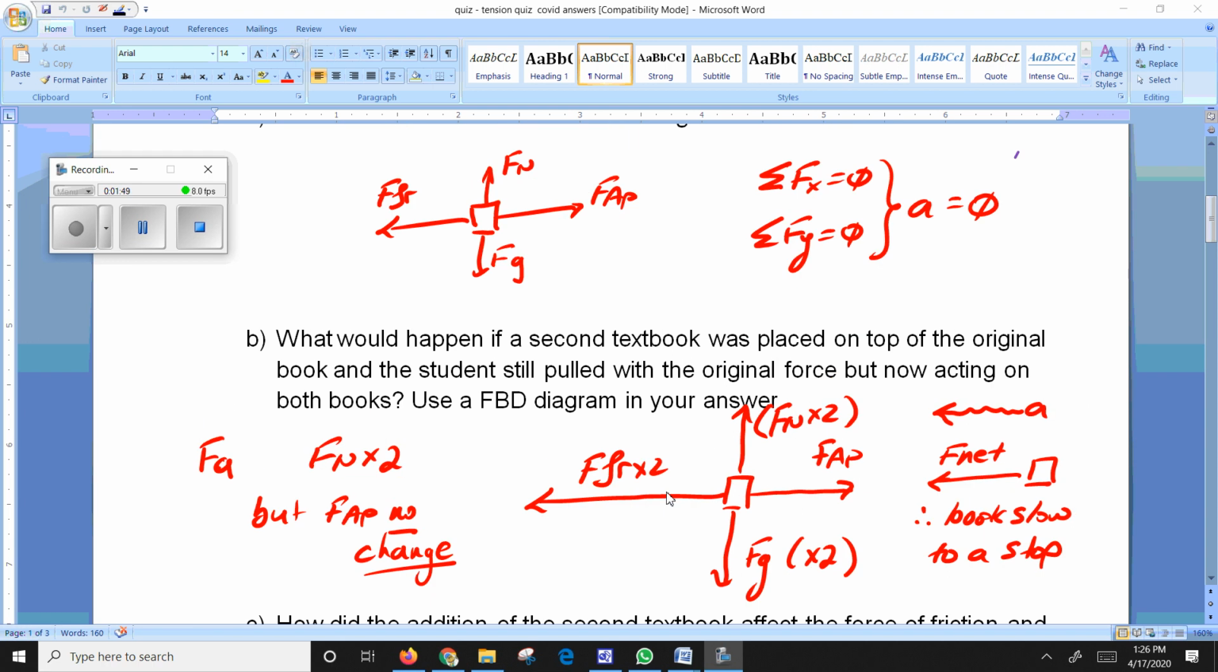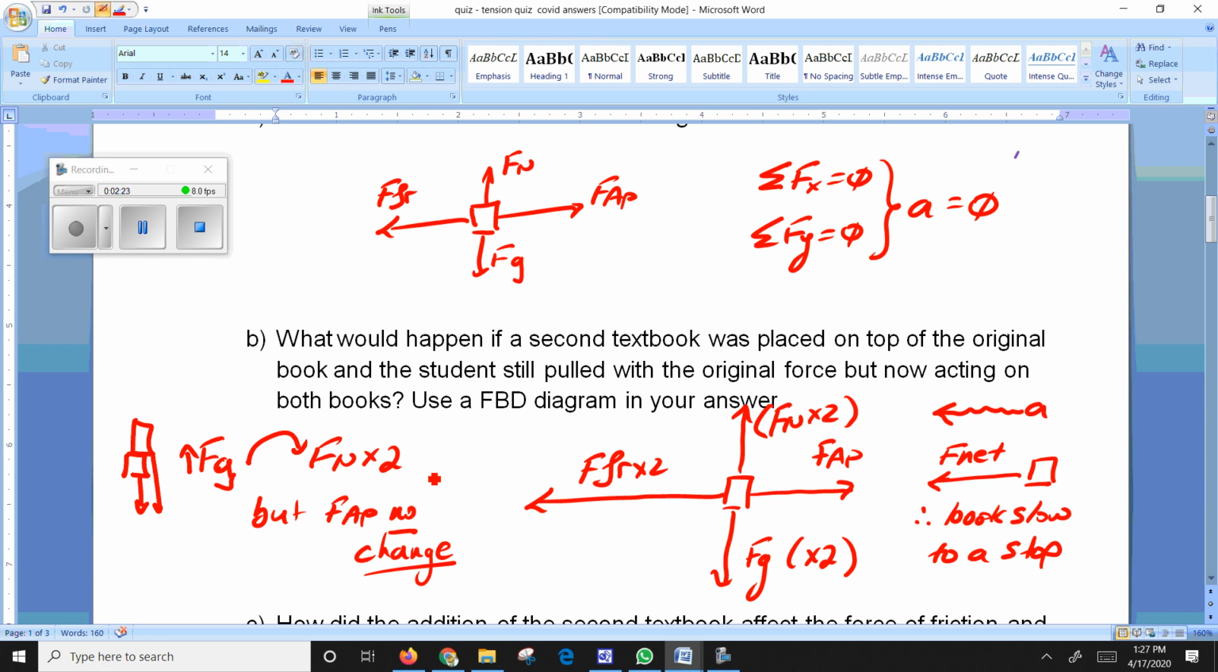Now, what would happen if we put a second textbook on top of the original one? Well, because we've got more mass, the force of gravity is going to increase. It should be Fg. It's going to go up, which results in a corresponding normal force increase. And the reason the force of gravity increases is because you're going to have an extra gravity going downwards from the second book, not because the gravity is larger on one particular book. So I should clarify that.